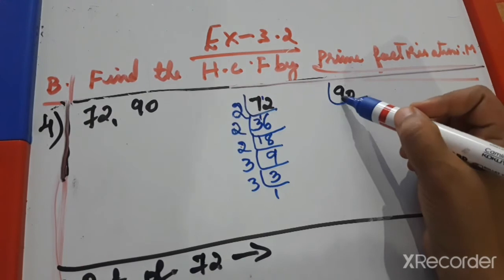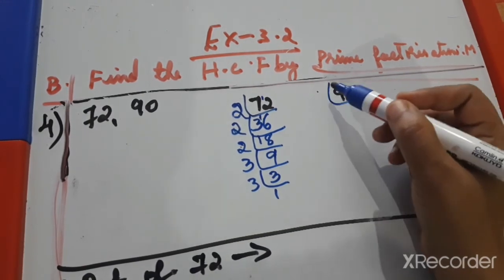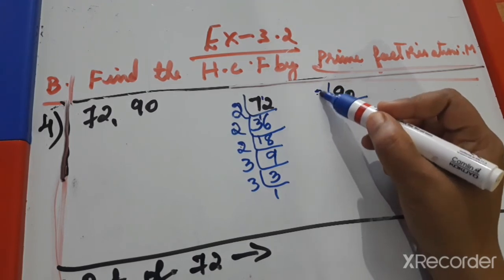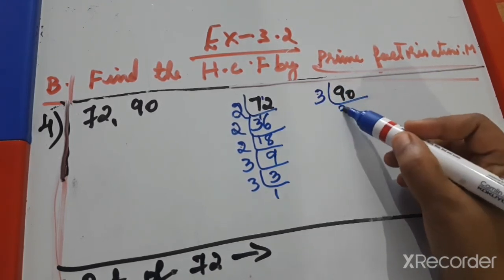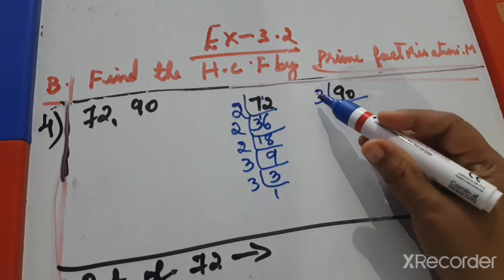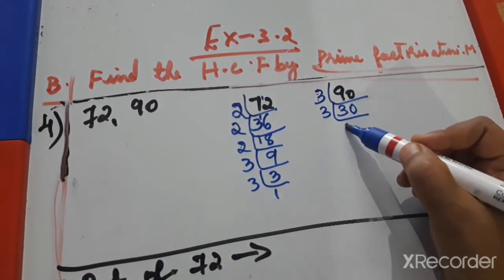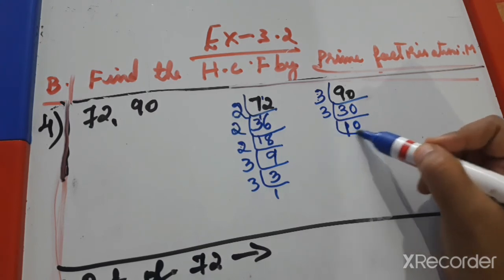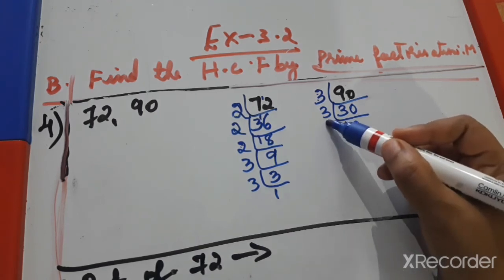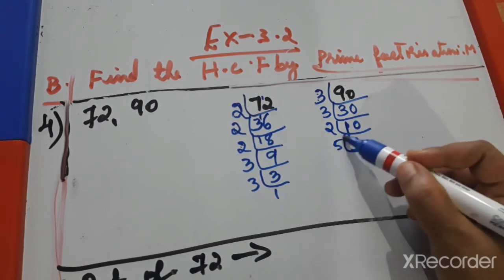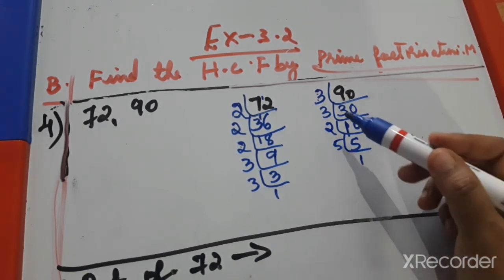Then find the factors of 90. Which table? The 10 times table also multiplies to 90, but we want only a prime number outside. So write 3. 3 3s are 9 and 0 divides, meaning we are dividing with 3. Again 30 we divide with the 3 times table. 3 is a prime number. 3 10s are 30. And 10 we divide with 2 or 5. 2 5s are 10, and 5 ones are 5. So these are the factors.